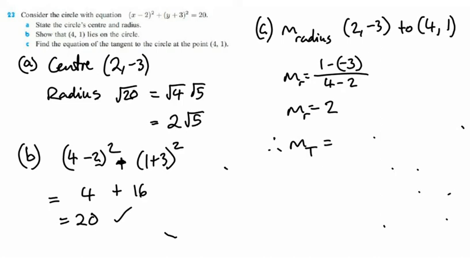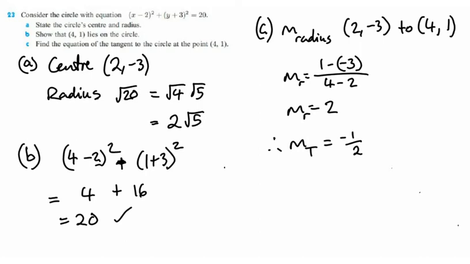lines that are at right angles to each other, sorry about the dots all over the place there, have gradients that multiply to equal -1, or the easy way to remember it is the gradient of one is the negative reciprocal of the gradient of the other one. So the gradient of this tangent, the negative reciprocal of 2, is -1/2.